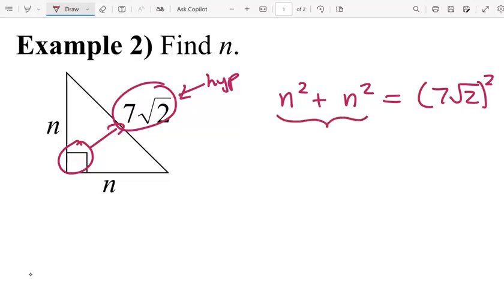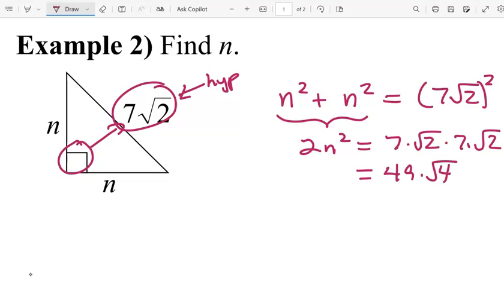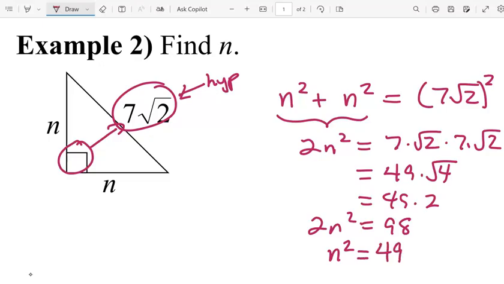N squared plus n squared is equal to 2 times n squared, and 7 times the square root of 2 squared is 7 times the square root of 2 times 7 times the square root of 2. And that's 49 times the square root of 4, or 49 times 2, which is 98. So we have 2 times n squared is equal to 98. Divide both sides by 2, and that'll give us n squared is equal to 49.